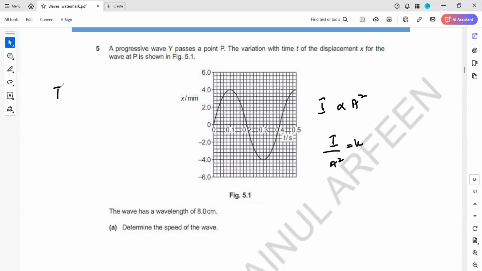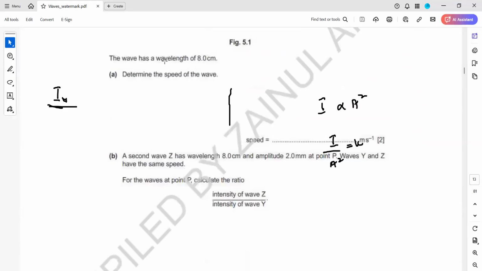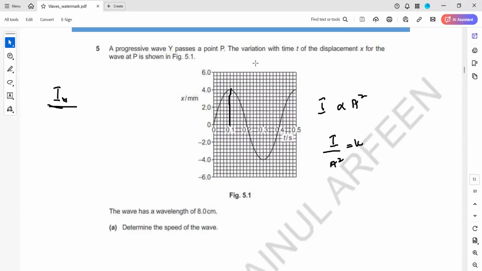So the intensity of Y divided by the amplitude of Y squared. What is the amplitude of Y? The distance here, which is in millimeter, 4. What about the other? That is 2 millimeter. So we can say intensity of Y over 4 square is equal to K. Then intensity of Z divided by its amplitude square, 2 square, is equal to K. The ratio between the intensity and amplitude square will be constant for the two waves moving at the same speeds or interfering.